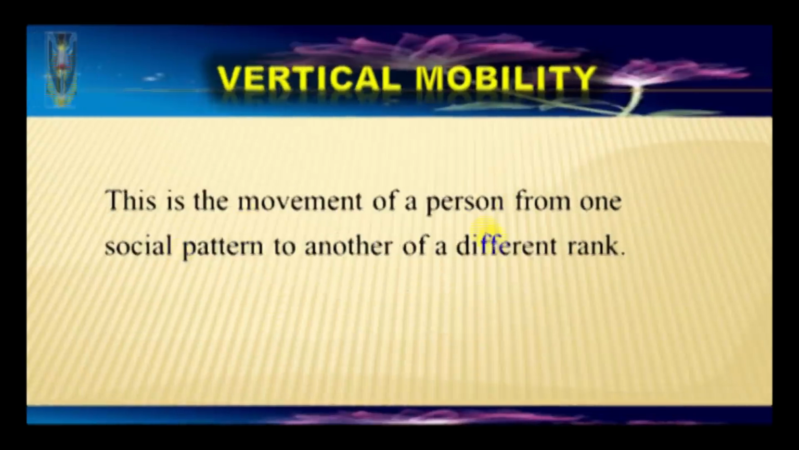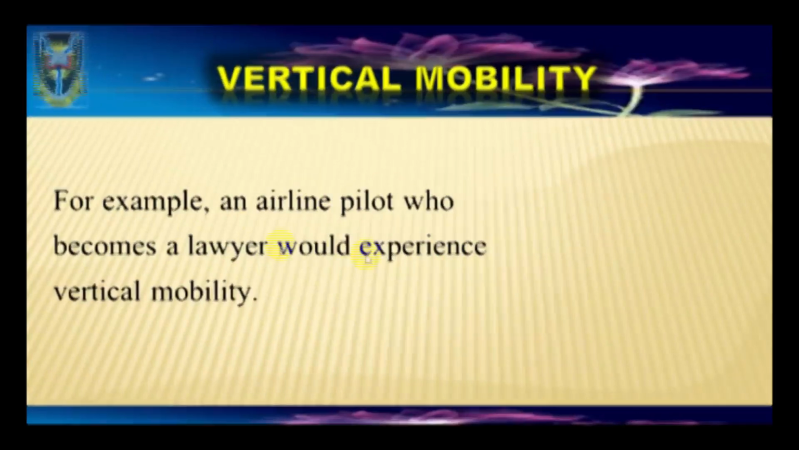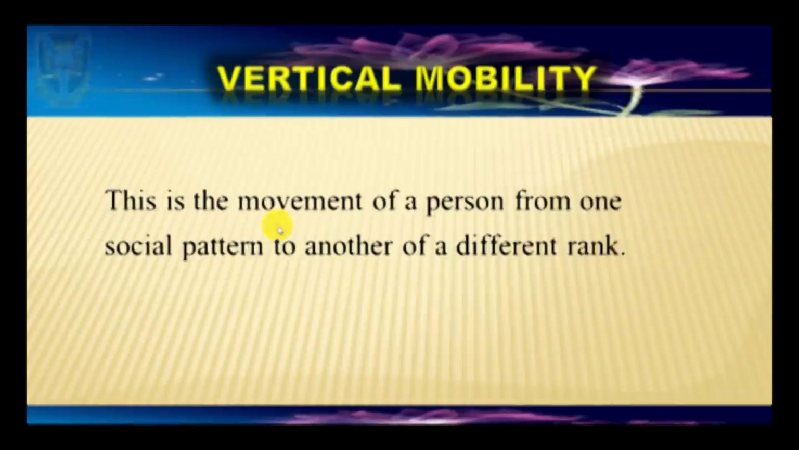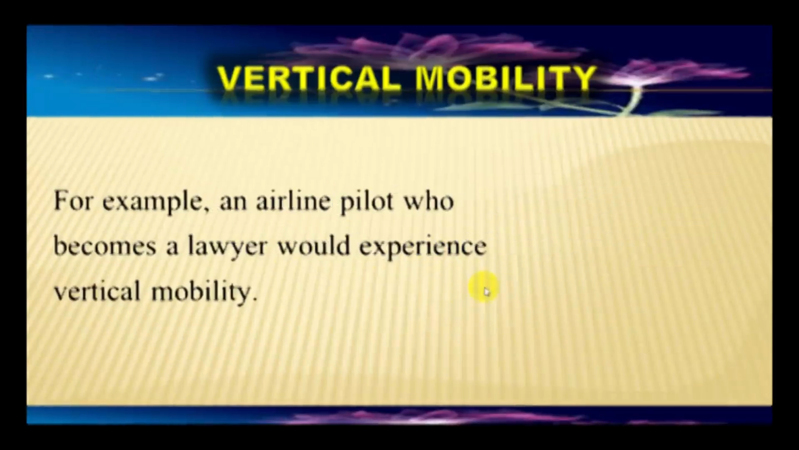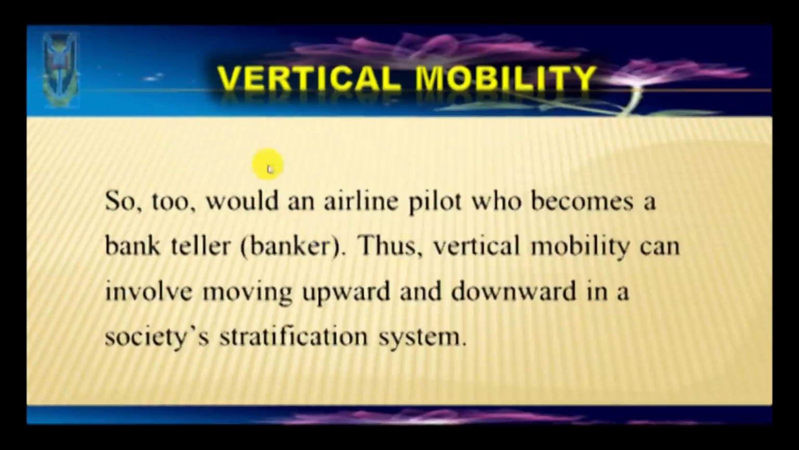Vertical mobility. This is the movement of a person from one social position to another of a different rank. For example, an airline pilot who becomes a lawyer would experience vertical mobility. So too will an airline pilot who becomes a bank teller. Thus, vertical mobility can involve moving upward and downward in a society's stratification system.